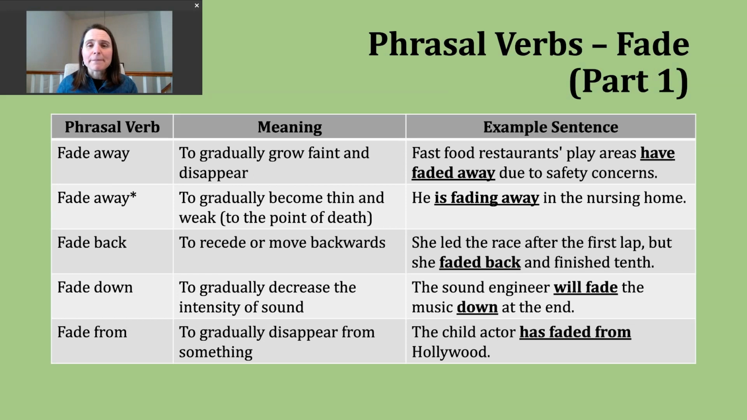An example of this might be fast food restaurants' play areas have faded away due to safety concerns. So in this sentence, have faded away is an example of the present perfect. And I borrowed the ideas in this sentence from an article. It was talking about that.